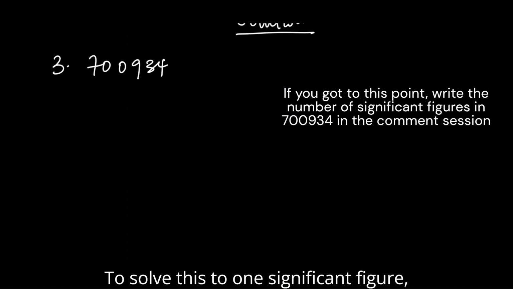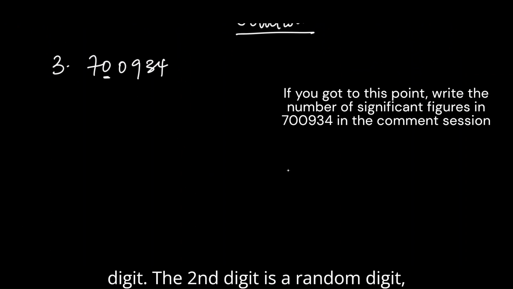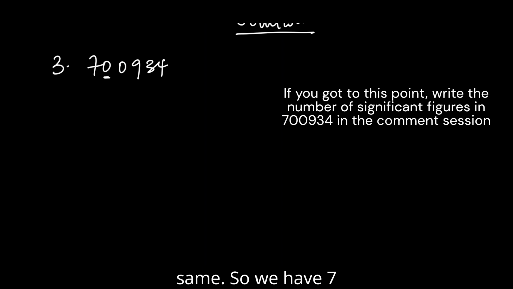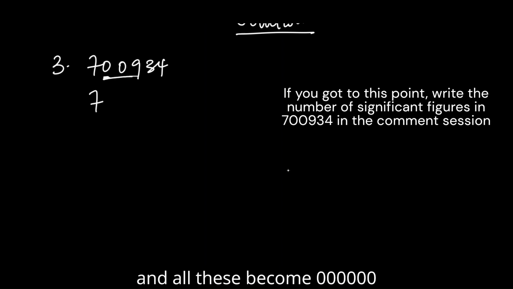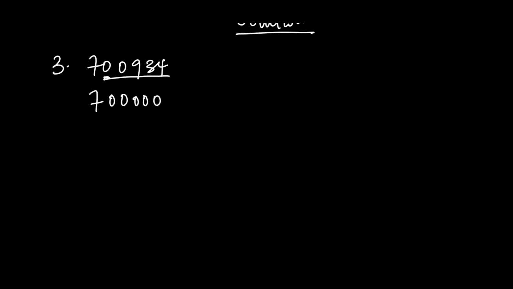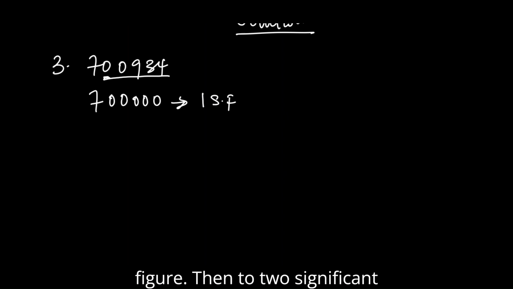To solve this to one significant figure, the second digit becomes our reference digit. The second digit is a round down digit, therefore the preceding digit remains the same. So we have 7, and all these become 0. 0, 0, 0, 0, 0. And this will give you one significant figure.